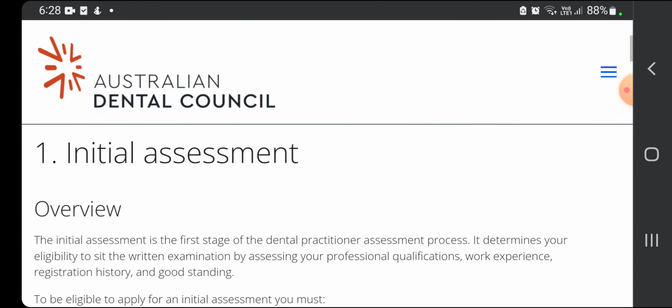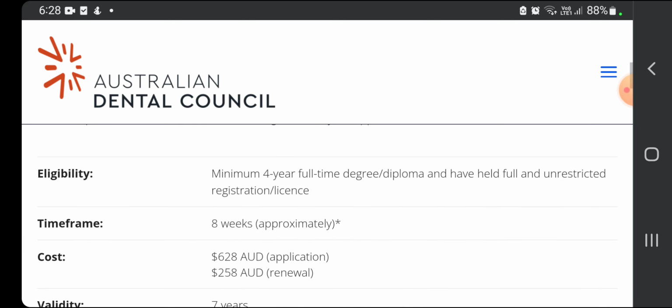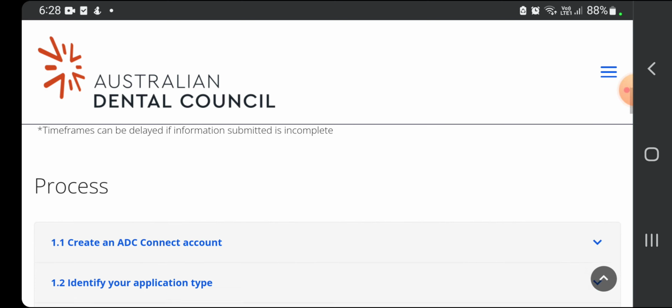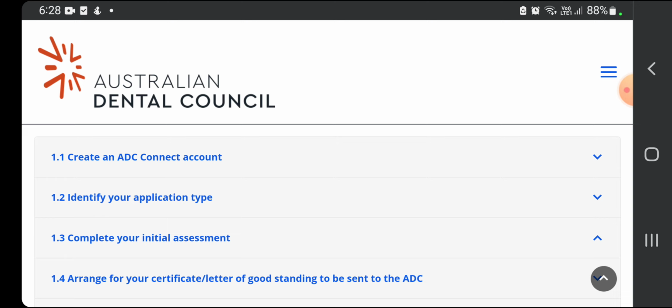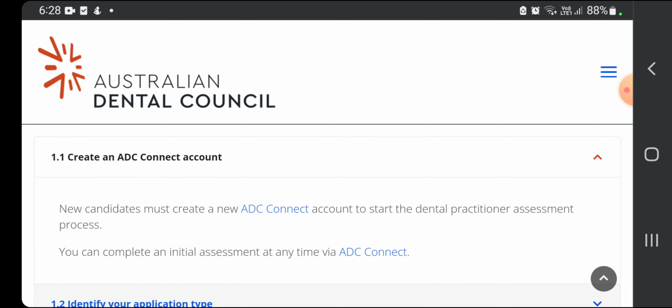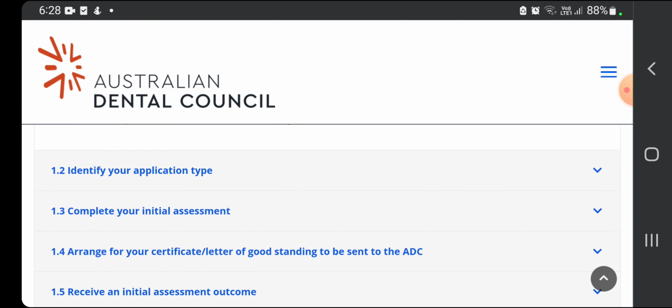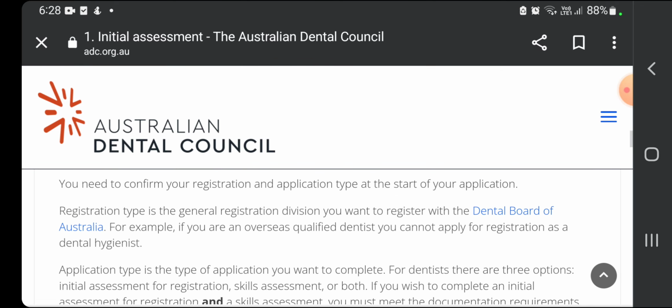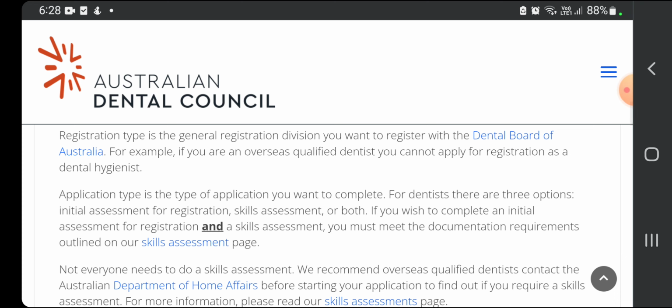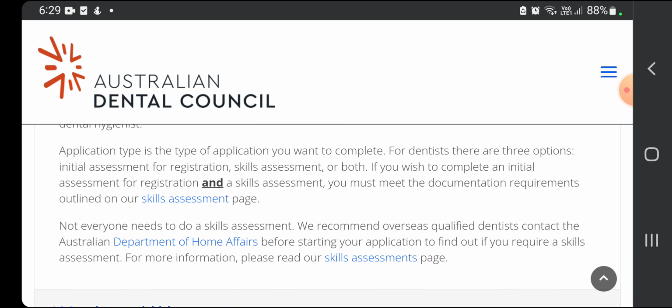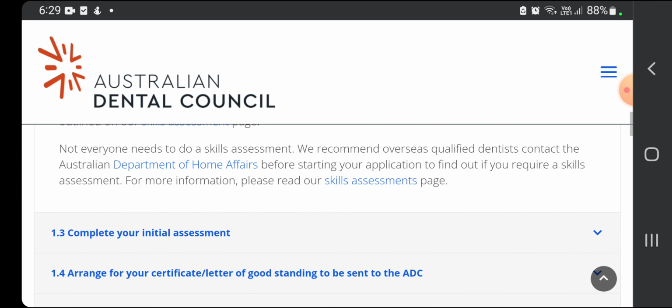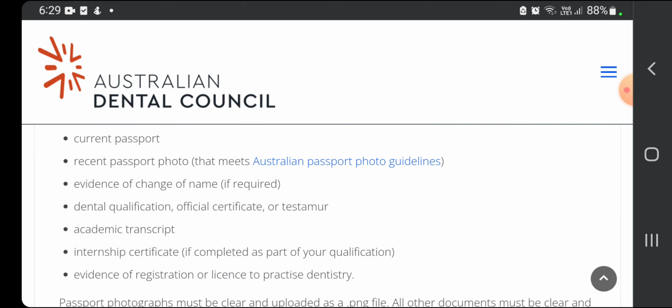Then comes the initial assessment. Eligibility and all I have already told. The first thing you have to do in the initial assessment part is to create an ADC Connect account. For that you will need a mail ID, password and all to register. The second part is to identify the application type. It is written very nicely in what category we have to apply, whether we need skills assessment or not. Then the third part is the initial assessment.